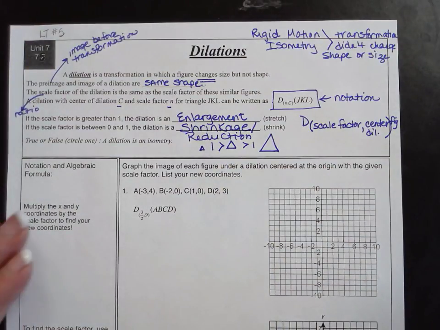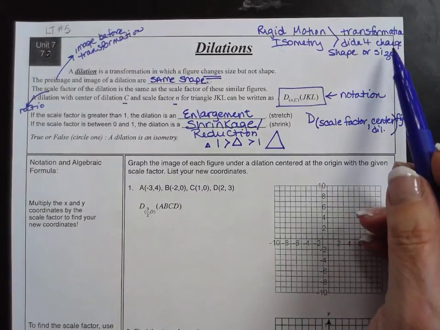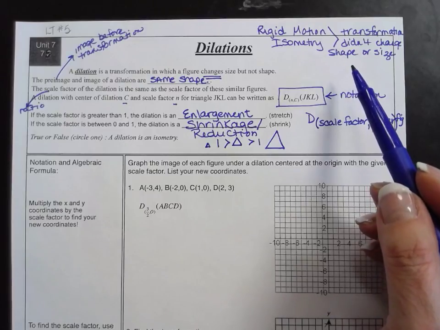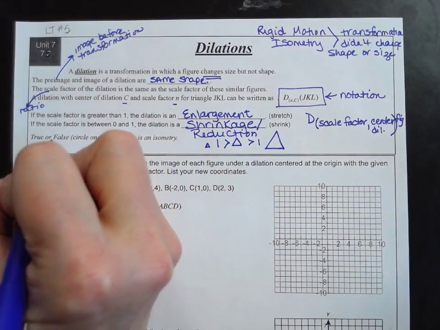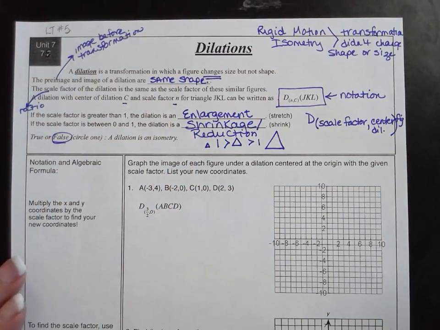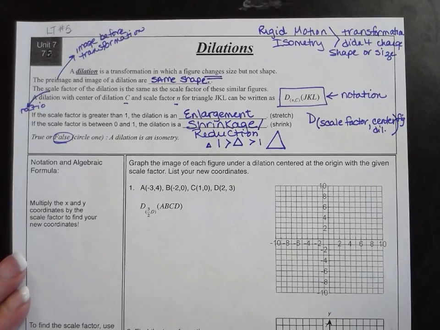Okay, so true or false? A dilation is an isometry. False. I heard both. What do you agree? One of the two. Nice try. False. Because did it change shape? No. Does it change size? Yes. So a dilation is never an isometry. Okay?